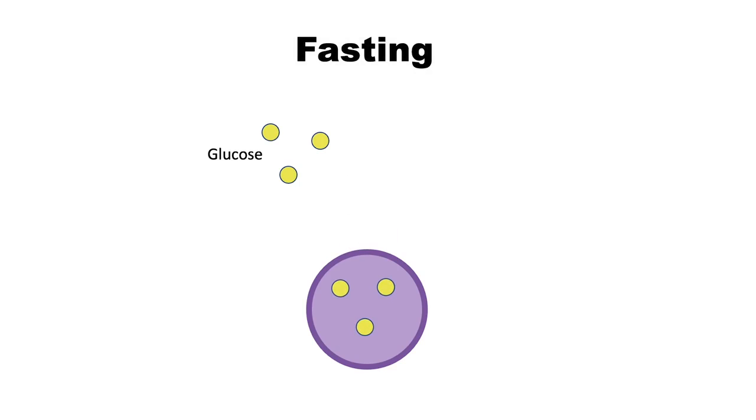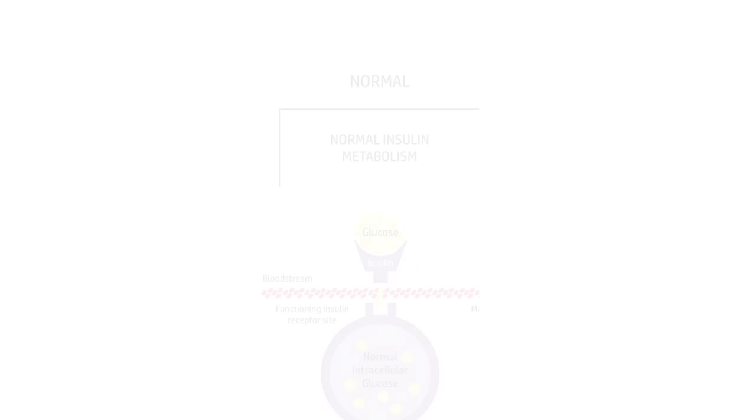When it gets to fasting, when you're not eating, the insulin levels go down. And that's the signal that your body is going to start to use it. Now this is the normal situation. You have a normal amount of glucose inside the cell, there's a functioning receptor on the surface of the cell, and you also have a normal amount of glucose.